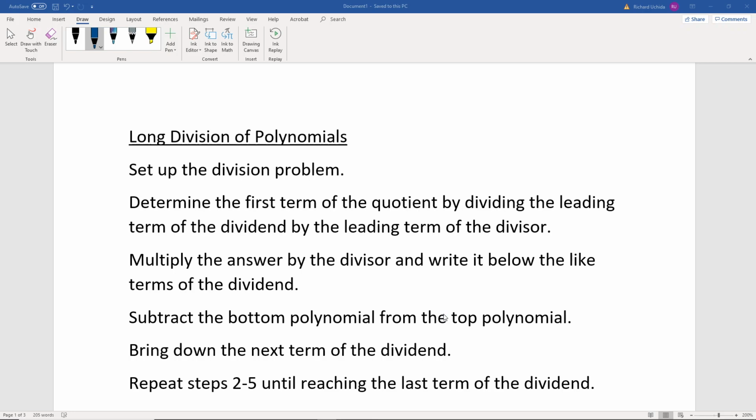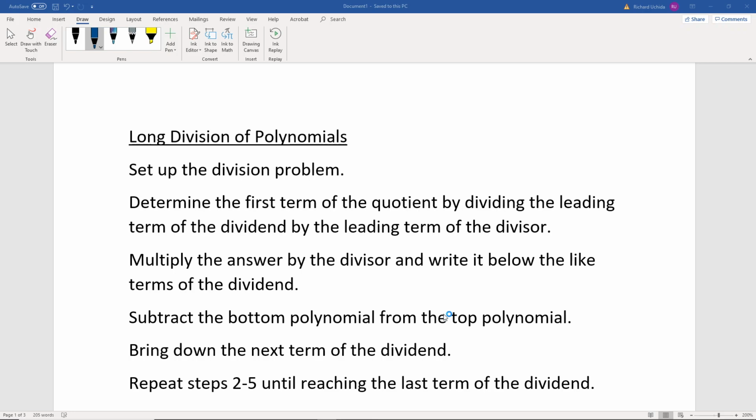Next, the third step is to multiply the answer by the divisor and write it down below the like terms of the dividend. Next, step 4, subtract the bottom polynomial from the top polynomial. Step 5, bring down the next term of the dividend, and then what you do after that is repeat steps 2 through 5 until reaching the last term of the dividend.